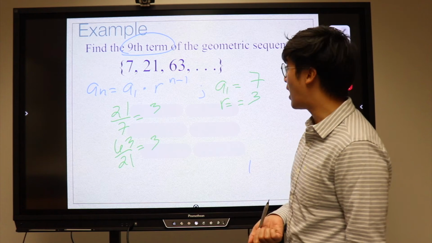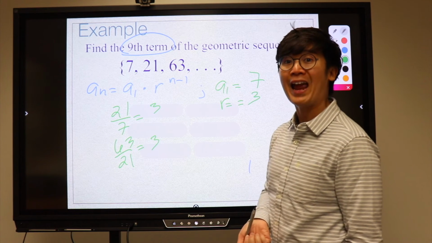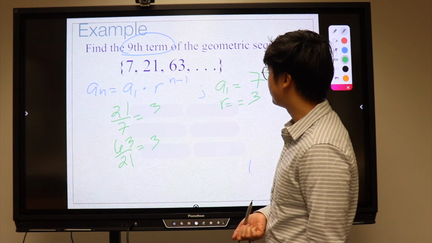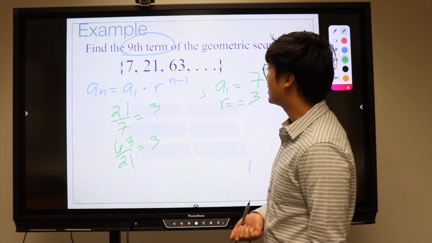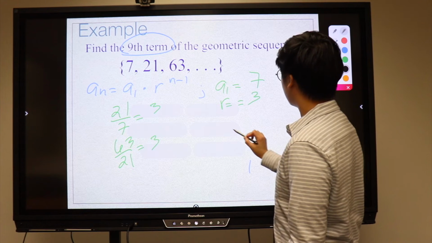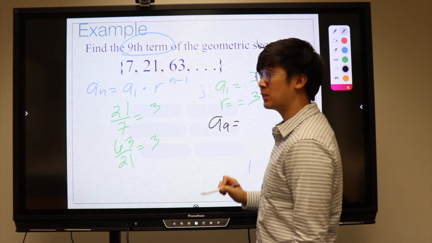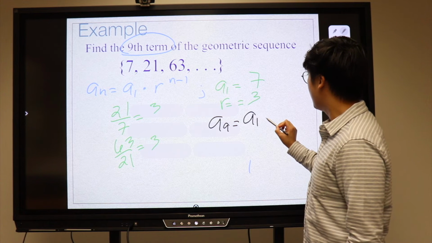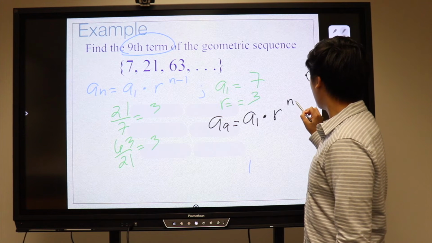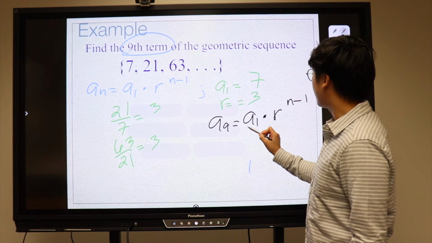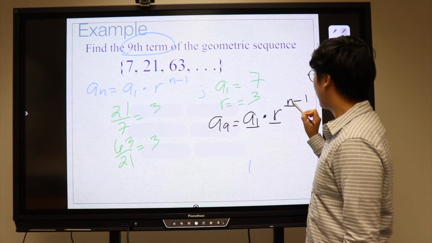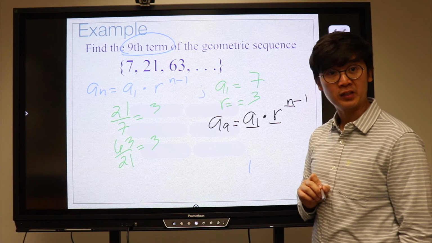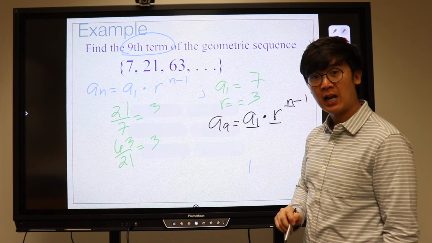Now I'm ready to find what am I looking for? Nth term or specific term? The specific term. And what is that specific term? 9. So I'm looking for a sub 9. So by using the formula a sub 1 times r to the n minus 1, I will replace a sub 1, r, and n. Because now n is the 9th term.